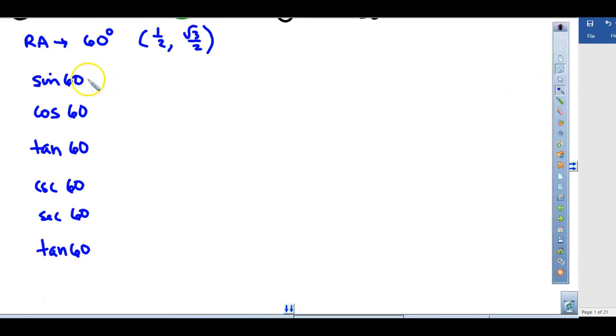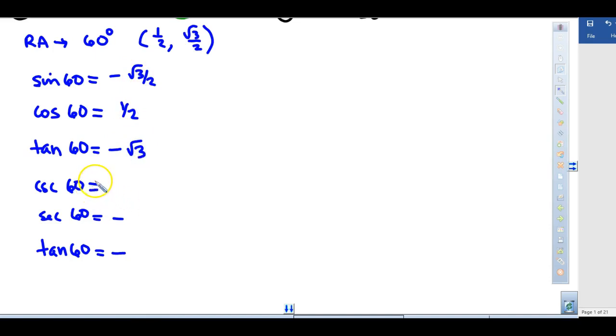Okay? And again, I know that cosine and cosecant will be positive. Everything else is going to be a negative. So I'm going to go ahead and put those negatives right there. These will be negative values, and the others will be positive values. Okay? And again, the sine is my y-coordinate. The cosine is my x-coordinate. The tangent is y divided by x. So those 2's are going to cancel out.